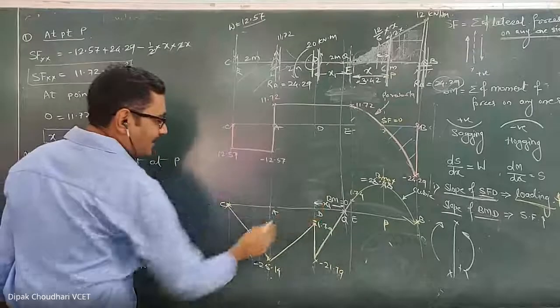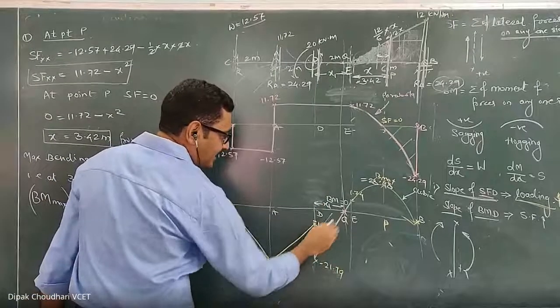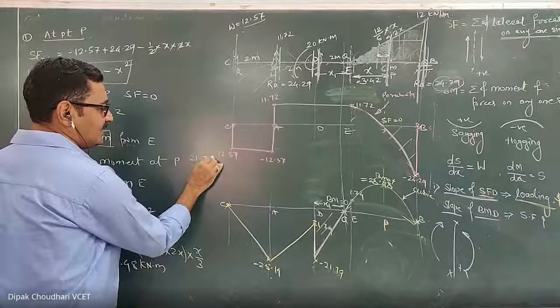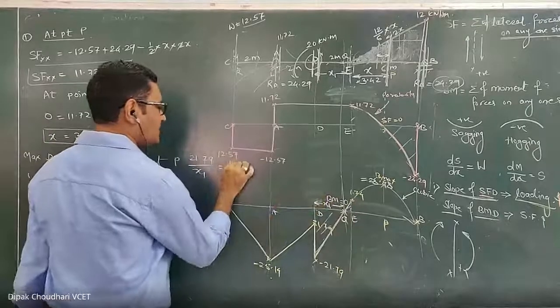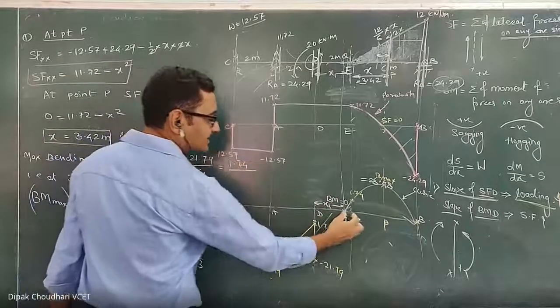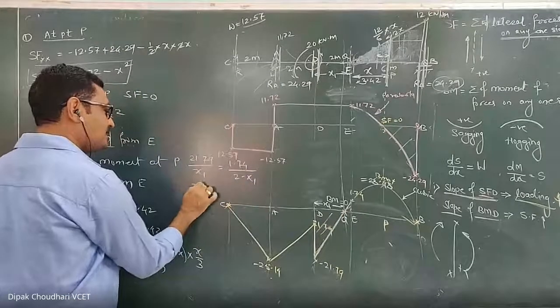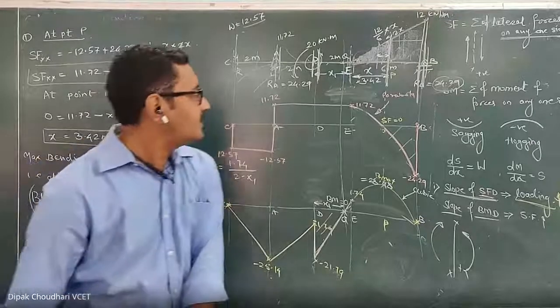So how can I get that? I'll use the property of similar triangles in this triangle and this small triangle. So it is 21.79, this height, upon this base x1, which is equal to this height 1.74 upon this base. How much is this? It is 2 minus x1. Simplify this, you will get x1. This is the position of the point of contraflexion from point B.